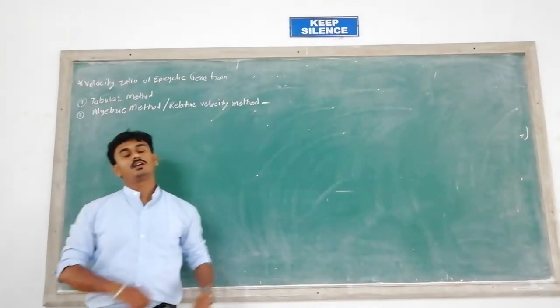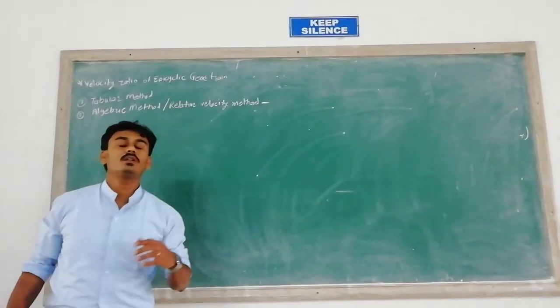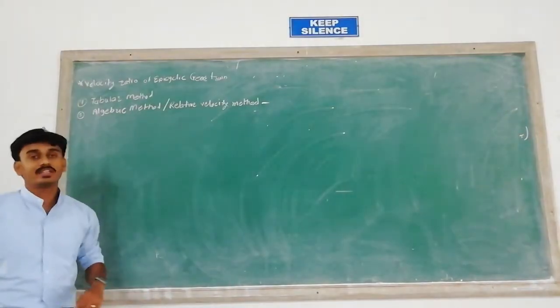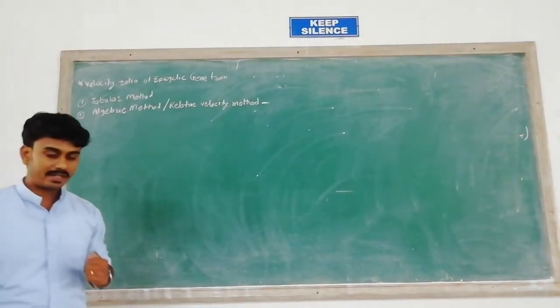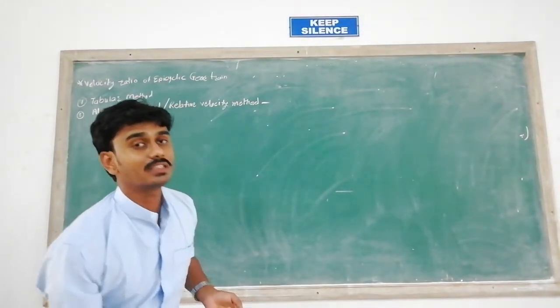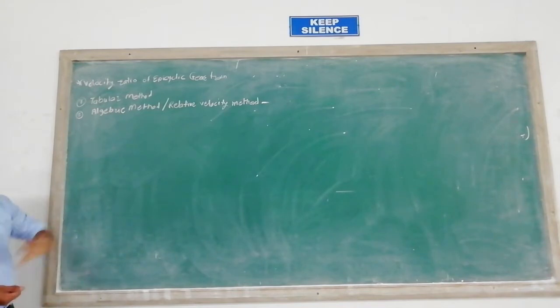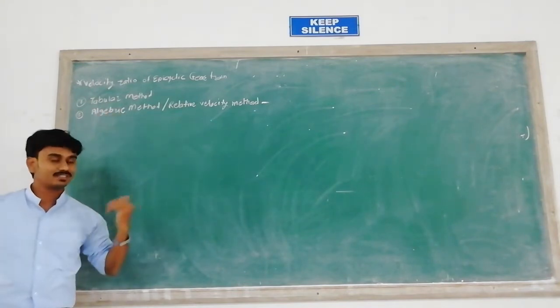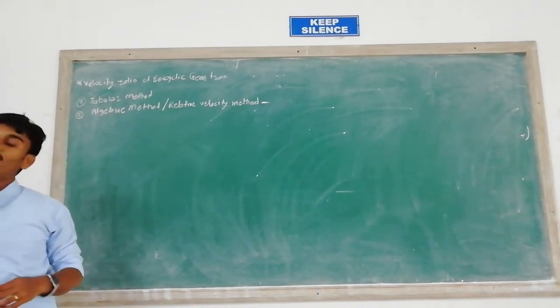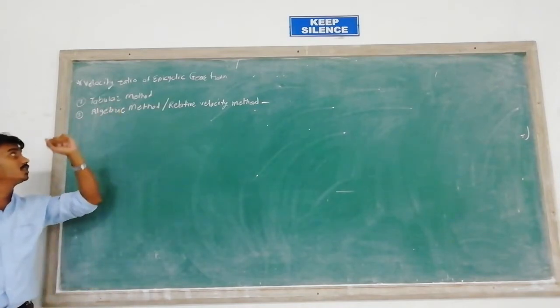Hello student, in the last session we discussed how to find the velocity of the epicyclic gear train by the tabular method. Generally there are two methods to find the velocity of the epicyclic gear train. The first one is the tabular method. We discussed the tabular method and we solved some numericals based on it.